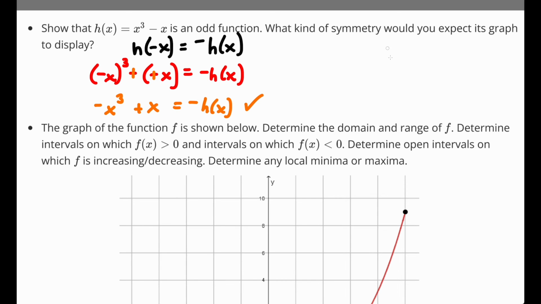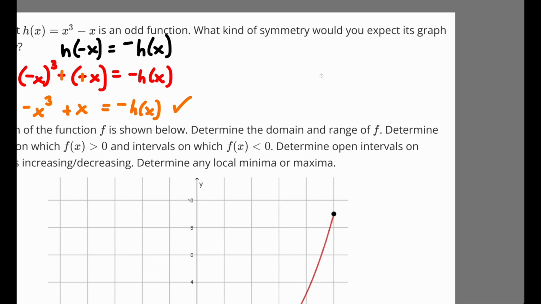What kind of symmetry would you expect its graph to display? So anytime it's an odd function, the symmetry is always going to be symmetrical about the origin. Okay, so it's not as easy as just looking at the y-axis. You have to look at it almost like it's rotational. I'm going to show you a screenshot of the graph just so it makes a little bit more sense.